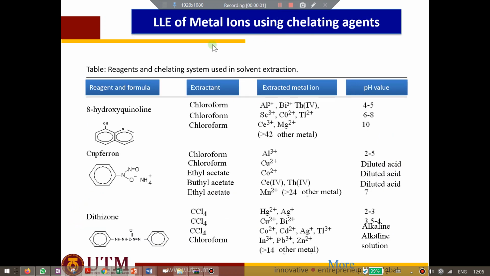Here is the LLE of metal ions using chelating agents. Yani, this is the slide where we go a little bit into inorganic analytes. For example, you want to extract this kind of metal, you need to use the extractant, and then you need to use this reagent. Without this reagent, you cannot extract the metal ion, because it cannot form the chelate. That's why you need to use the chelating reagent over here.